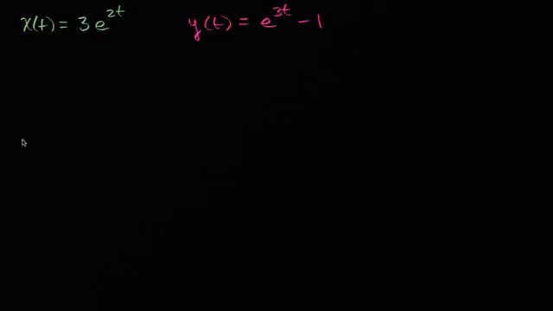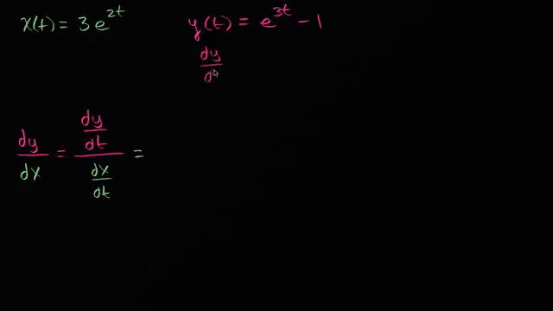So first, let's find the first derivative of y with respect to x. And we've seen this before in other videos, where this is going to be the derivative of y with respect to t over the derivative of x with respect to t. And so this is going to be equal to, well, what is the derivative of y with respect to t?